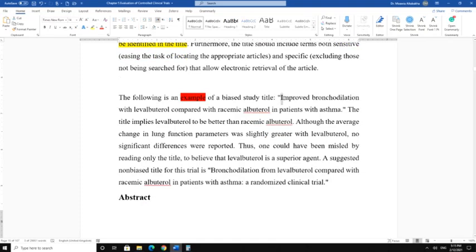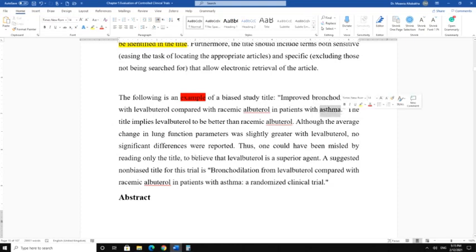See this title: improved bronchodilation with levalbuterol compared to racemic albuterol in patients with asthma. Now what do I understand? Improved bronchodilation means there is a better bronchodilation when you use levalbuterol compared with racemic albuterol. Racemic means when it has leva and dexa, okay, or left and right. Racemic means it contains both orientations of albuterol. In patients with asthma, meaning the condition is asthma.